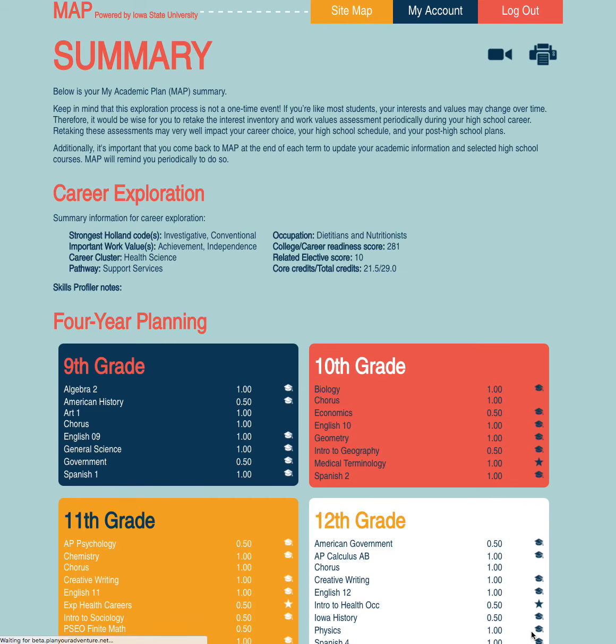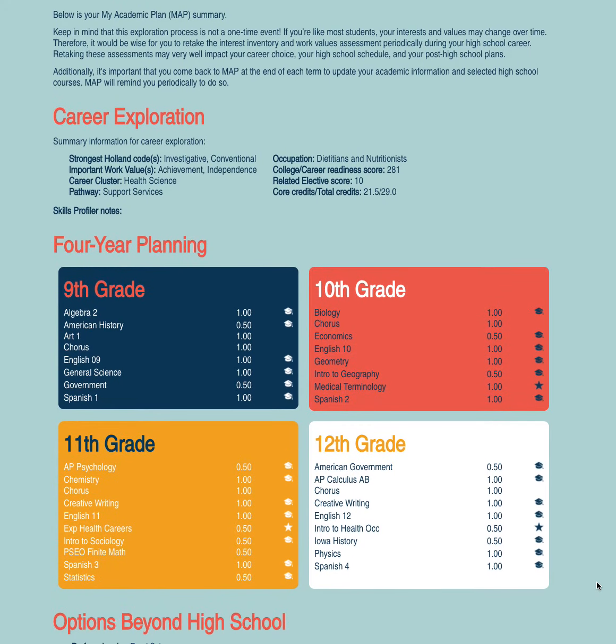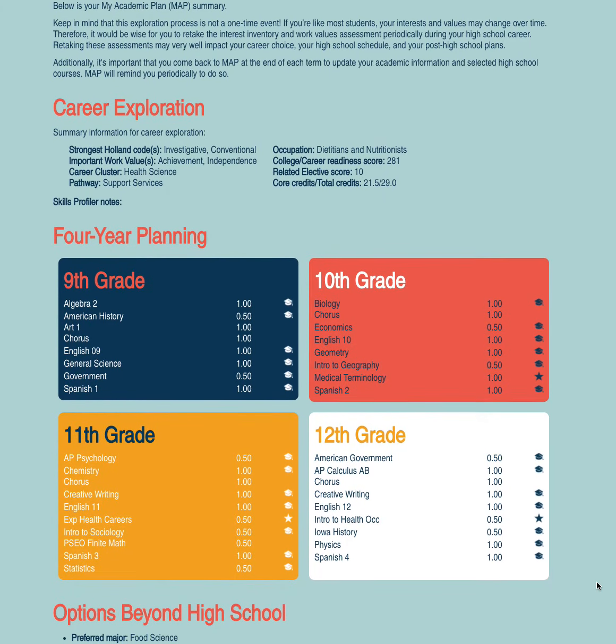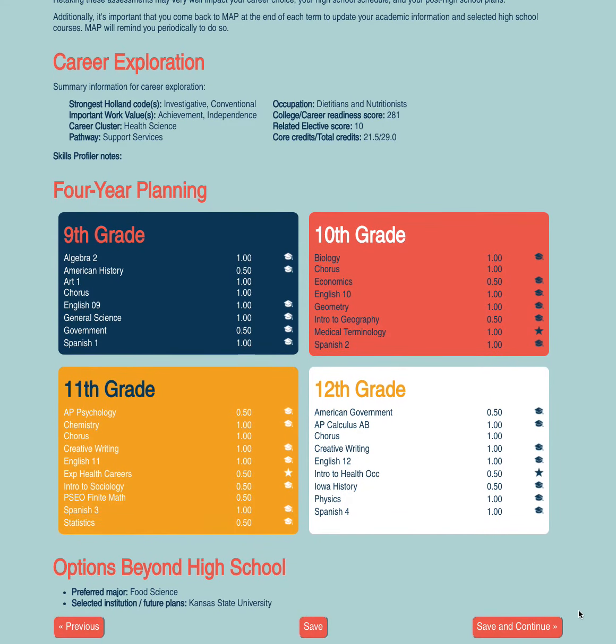Once a student has completed all of the steps in MAP, they will be provided with a summary page that summarizes all of the information they determined in MAP. This page also has the option of being printed and taken home for parent or guardian approval if necessary.